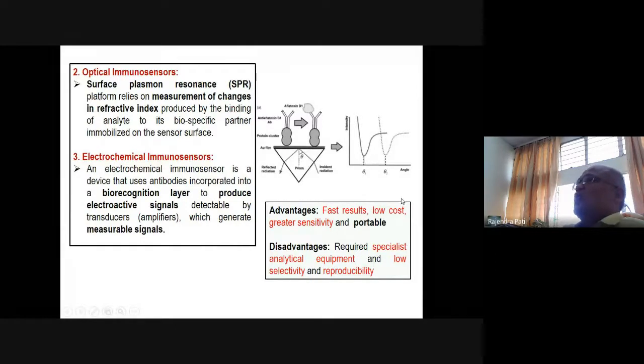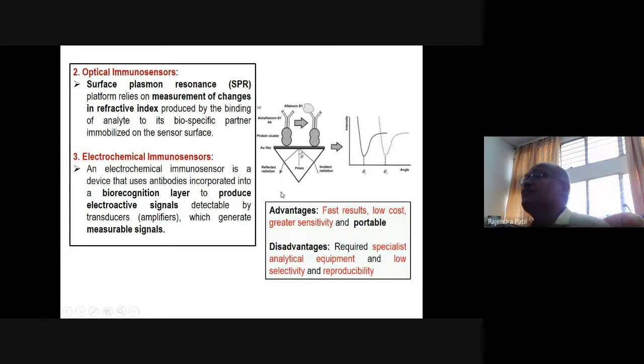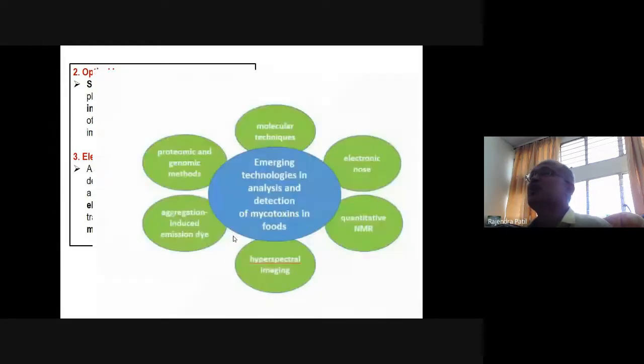They have low cost and greater sensitivity, and the main advantage is that they are portable. However, the disadvantages are that they require specialist skilled personnel in analytical equipment, and they have low selectivity and reproducibility. Those are the other problems.